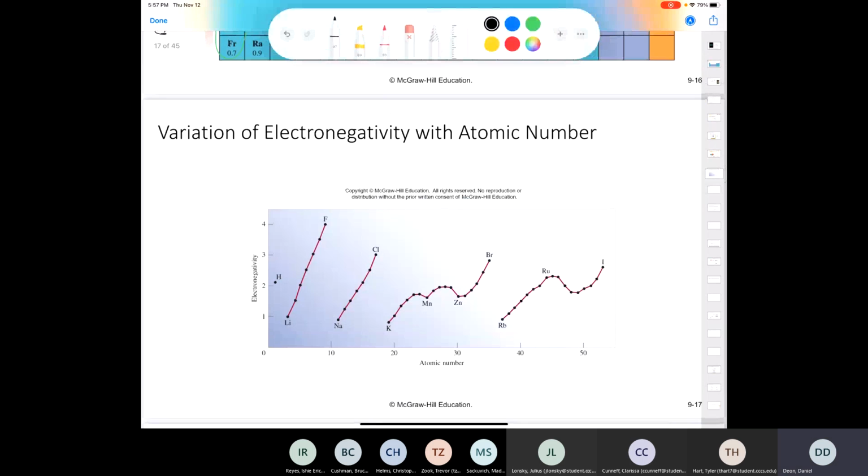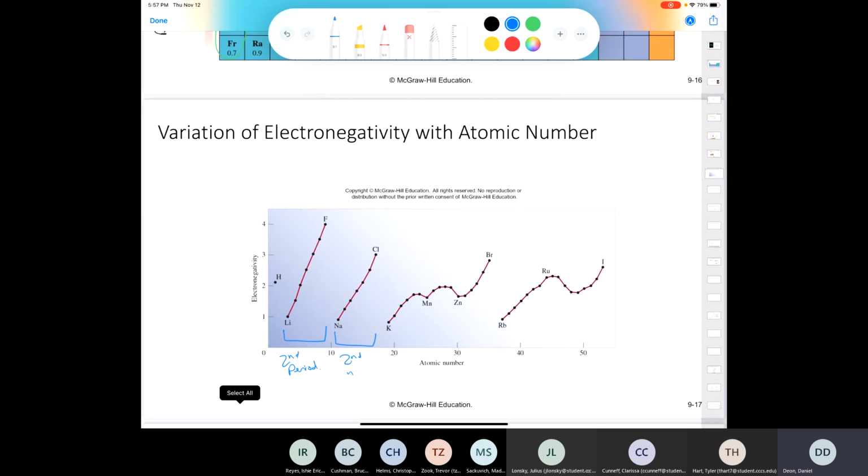Now, if you're the kind of person who needs to see a graph for everything, here's the trend in electronegativities that we saw on the periodic table in the previous slide. If you just look at period 2, the second period, what's the trend? As we go from lithium across to fluorine, we see that electronegativity increases.